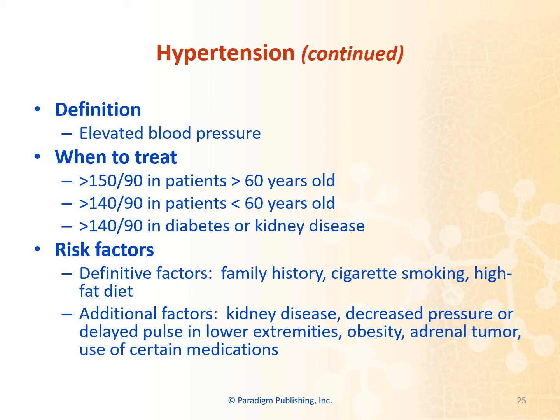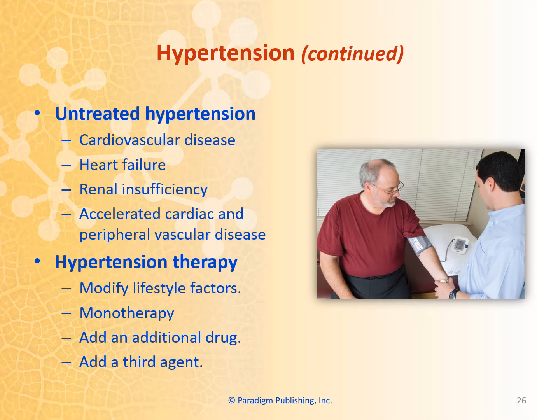There are different risk factors, including family history, cigarette smoking, high-fat diet, and additional factors would include kidney disease, decreased pressure or delayed pulse in lower extremities, obesity, adrenal tumor, and use of certain medications. Untreated hypertension can cause cardiovascular disease, heart failure, renal insufficiency, accelerated cardiac and peripheral vascular disease. There are different therapies, including modifying your lifestyle factors, such as exercising more, eating lower fat diets, and stopping smoking. There's monotherapy, then an additional drug, and then adding a third agent.